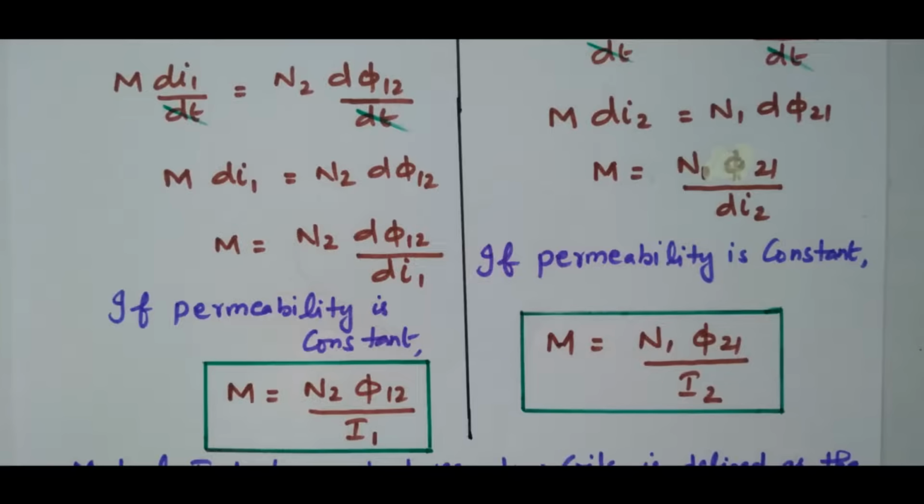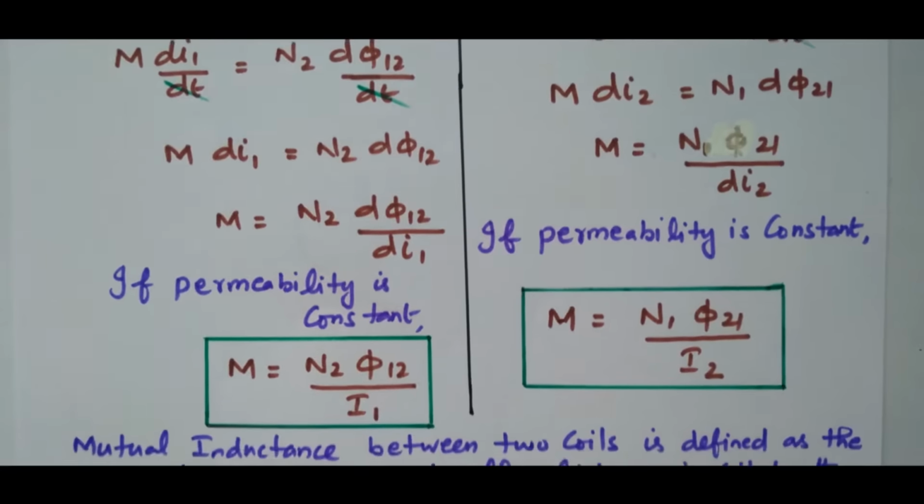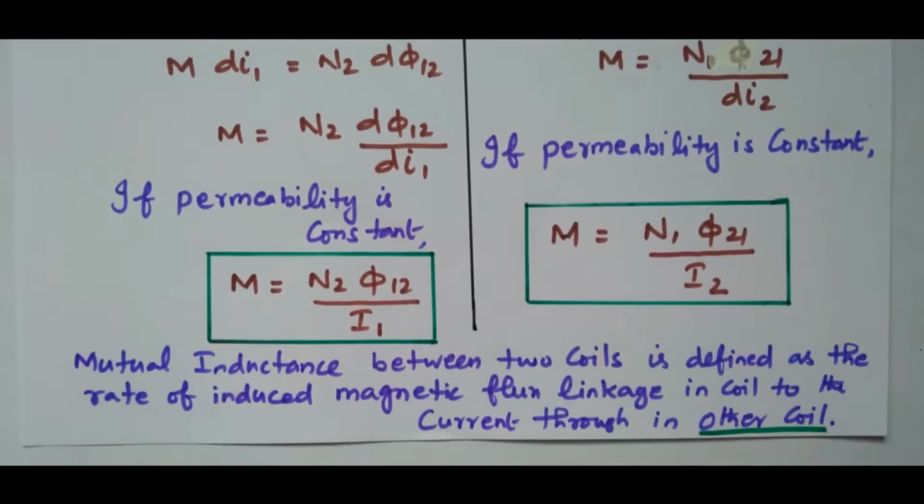So the important thing is mutual inductance is based on flux linkage in the first coil divided by current in the second coil. That is the important thing, because the second coil is energized and current is flowing through the second coil. So you can compare these two. This is flux linkage in the second coil, current in the first coil. Flux linkage in the first coil, current in the second coil. So based on that, we can have a definition.